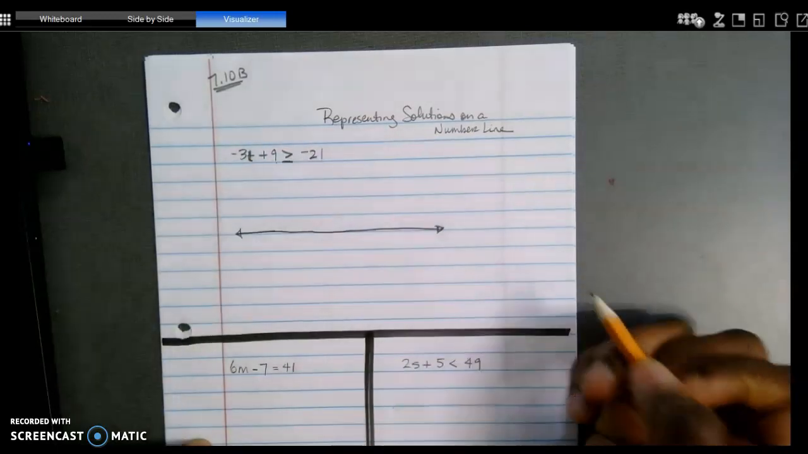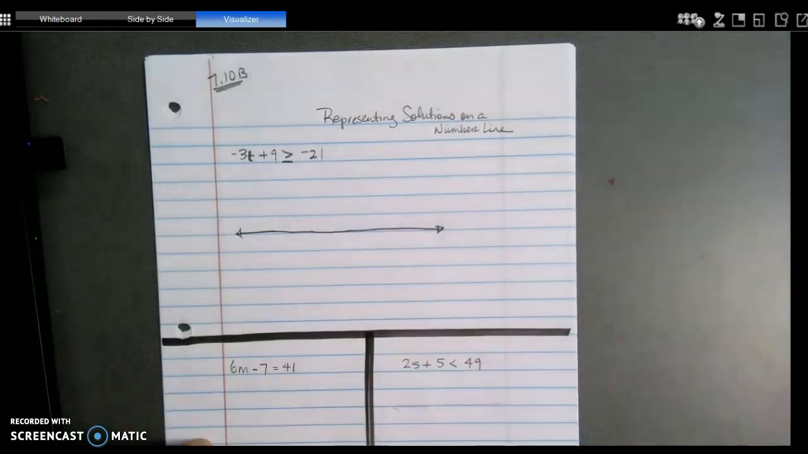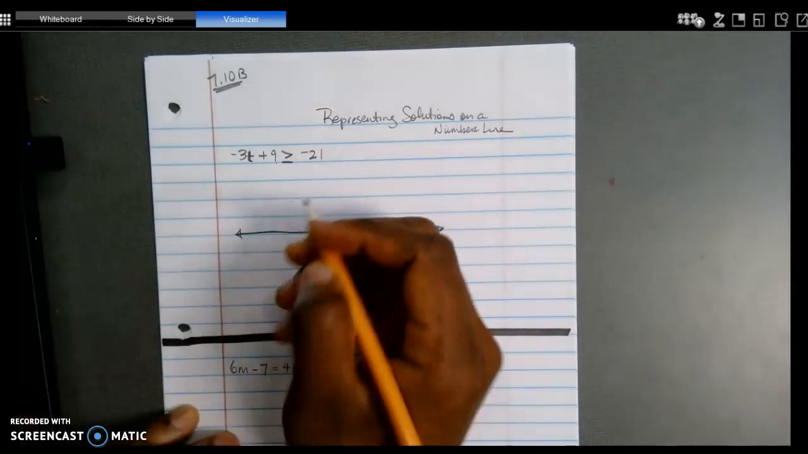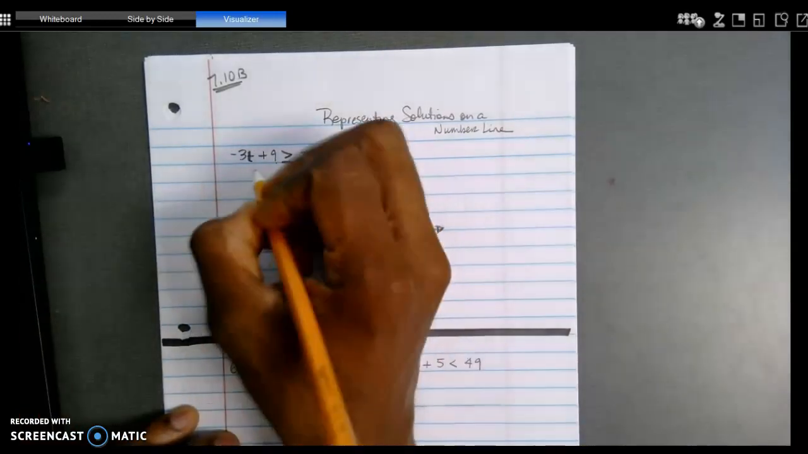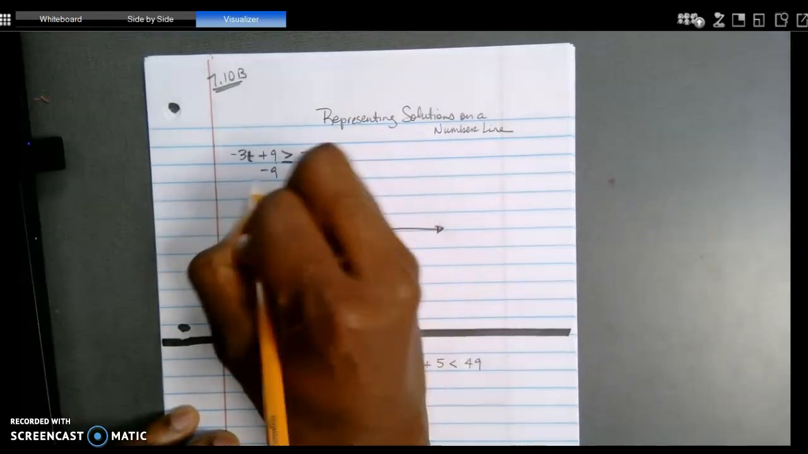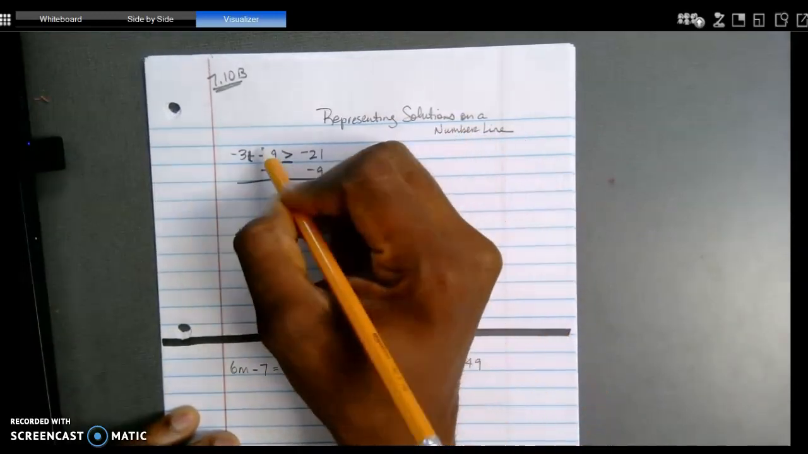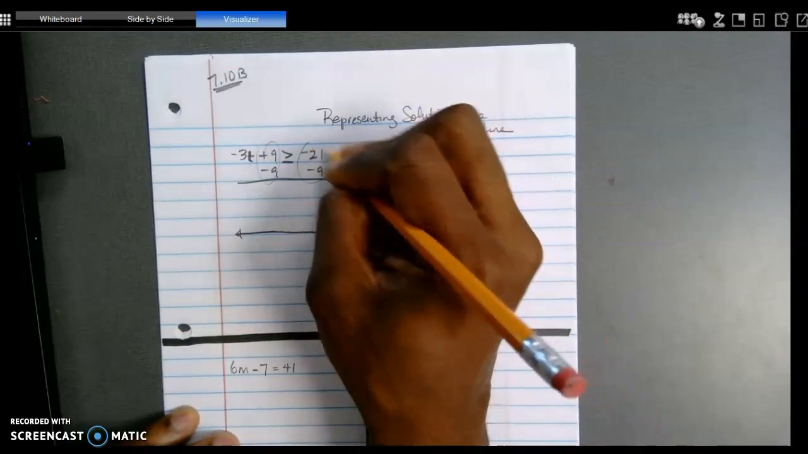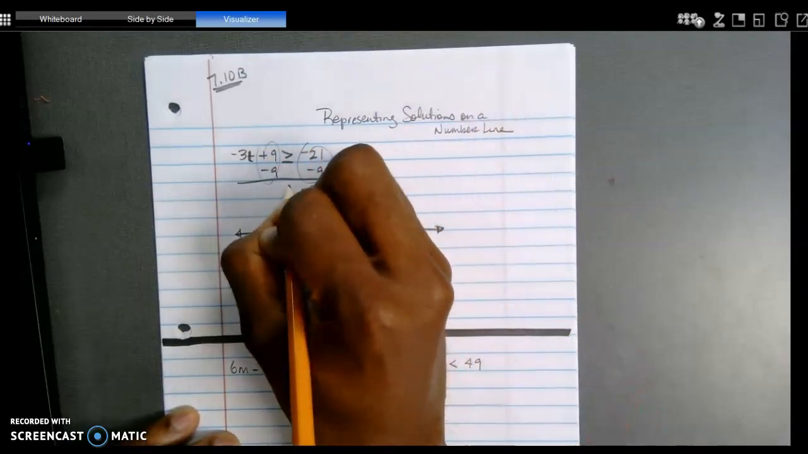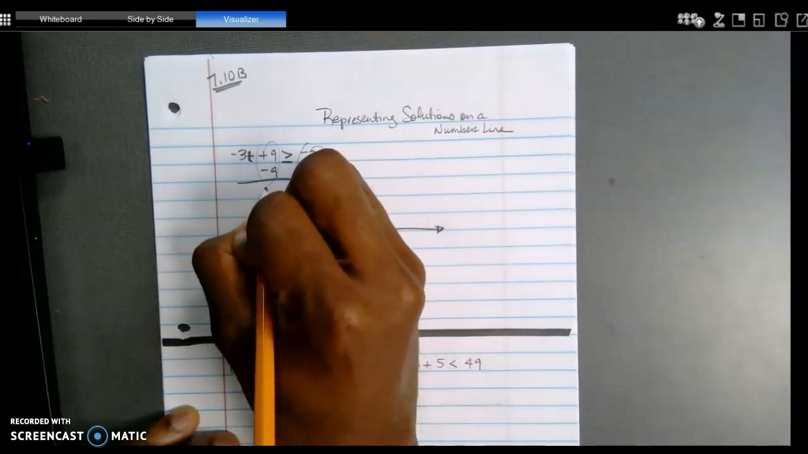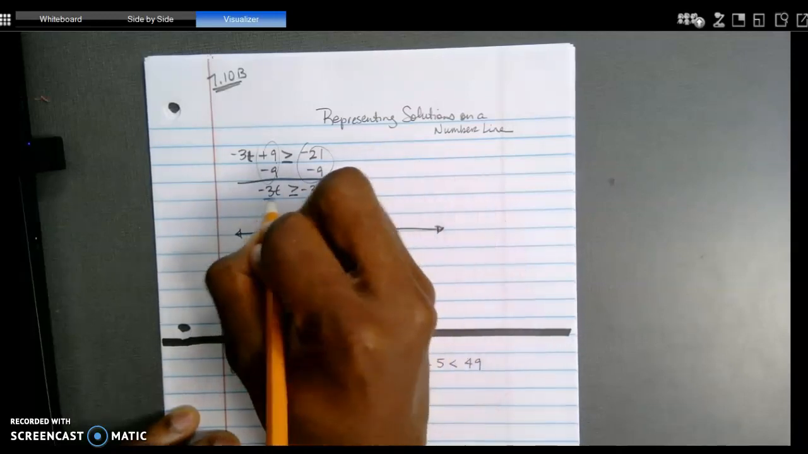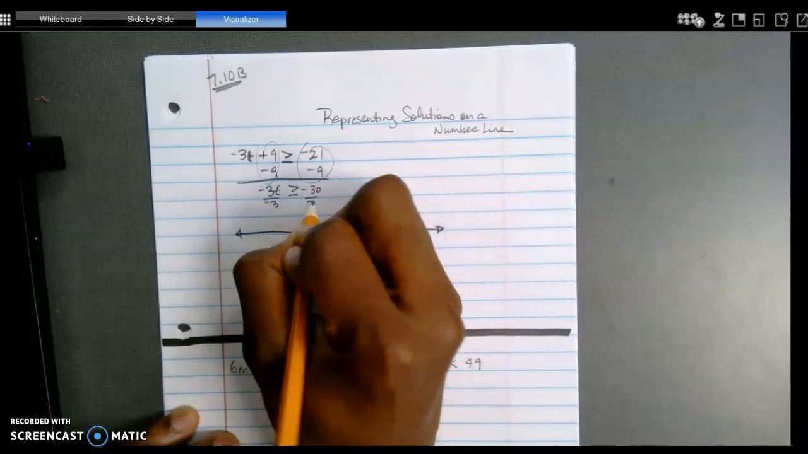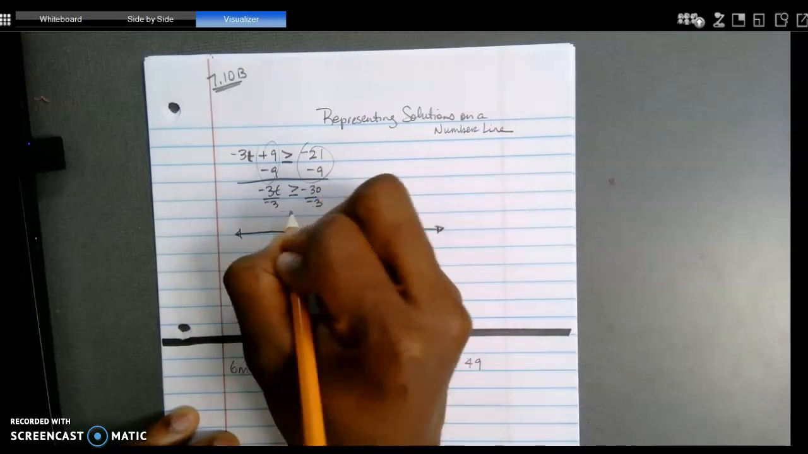This is -3t + 9 is going to be greater than or equal to -21. So what I'm going to do is go ahead and solve this, and then show you how I would show it on a number line. Okay, first things first, I'm going to use the additive inverse to add -9 to both sides. This becomes -3t is greater than or equal to -30. When I divide by a negative coefficient, remember that means that my sign will flip.